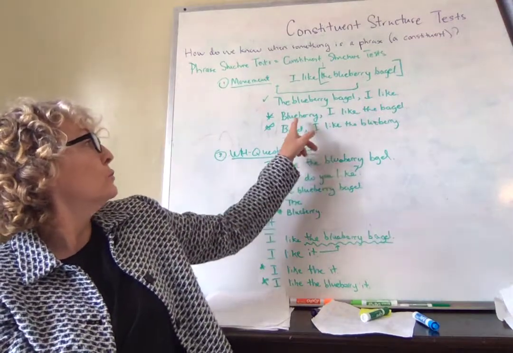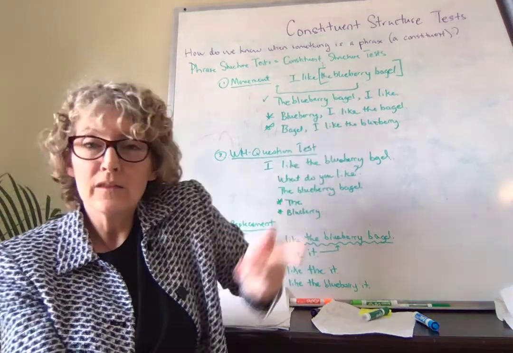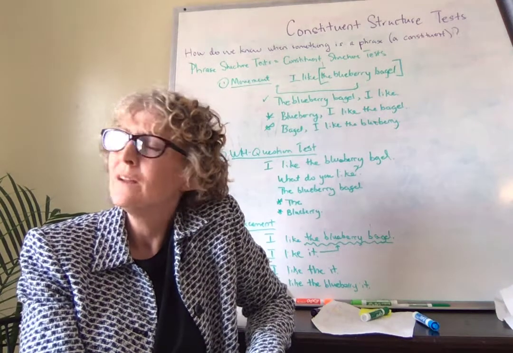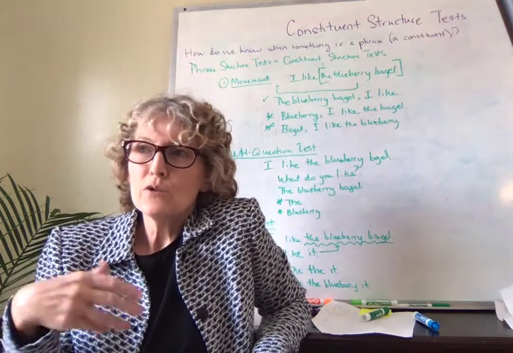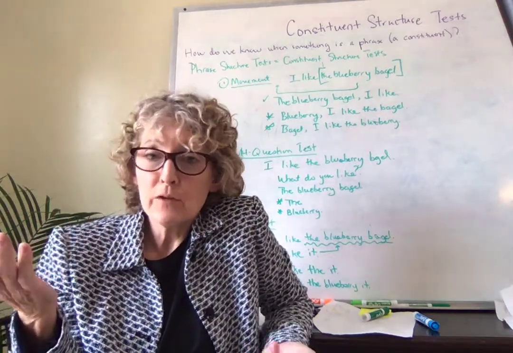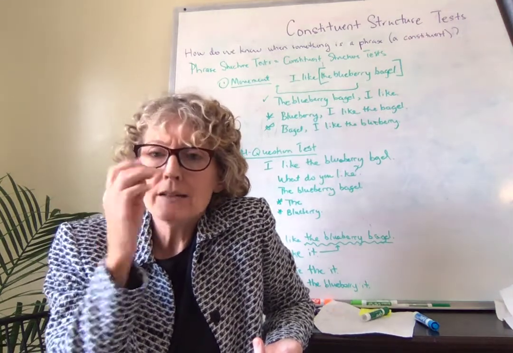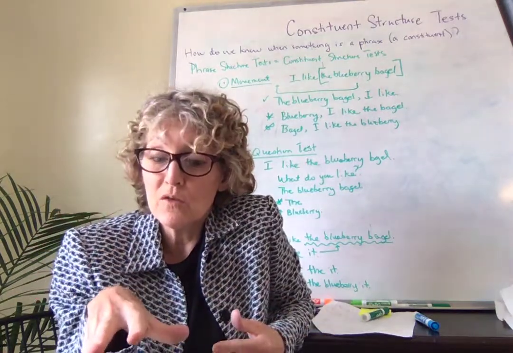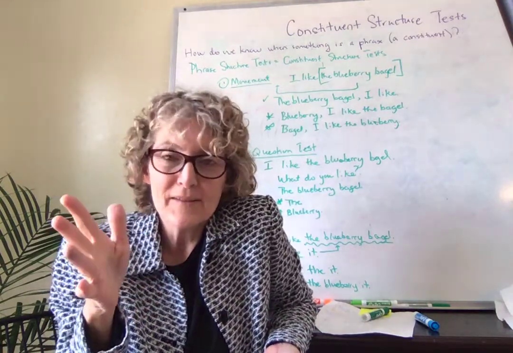Now compare if you try to do something else with a piece of that sentence. So what if you moved blueberry to the front of the sentence? Then you would have a sentence like, blueberry, I like the bagel. And you might think to yourself, well, that's a possible sentence. If you imagine a scenario where you have a friend who goes by the name Blueberry, and you're talking with your friend Blueberry and you're like, hey, Blueberry, I like the bagel.